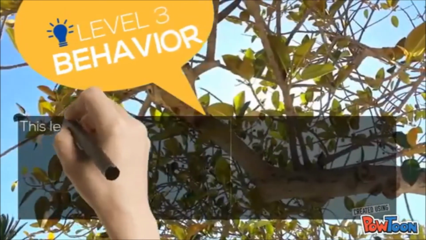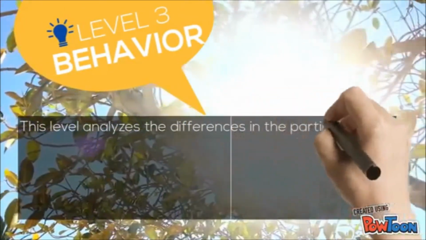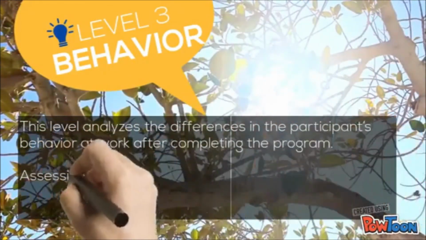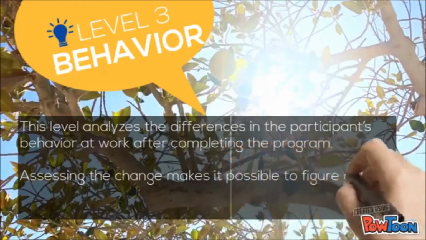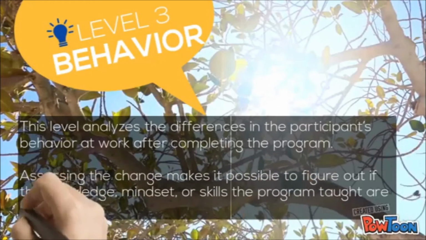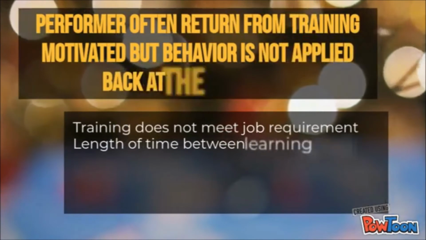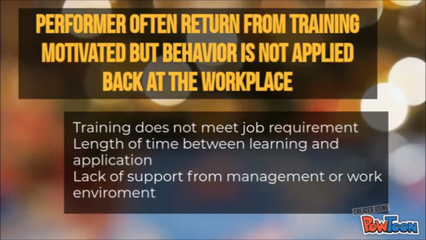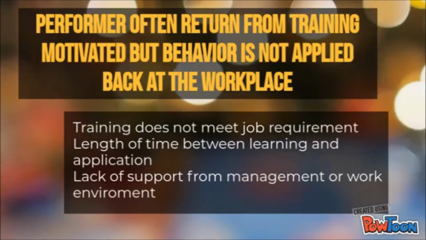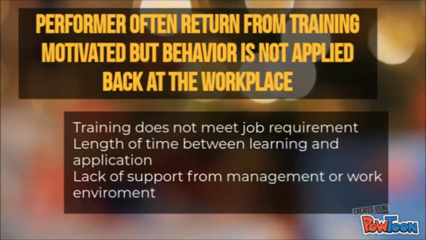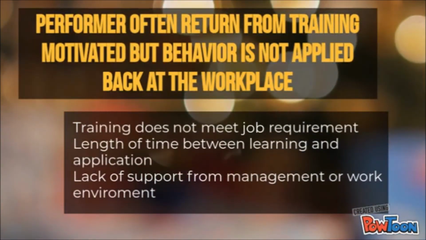The third level is called behavior. This level analyzes the differences in participants' behavior at work after completing the program. Assessing the change makes it possible to figure out if the knowledge, mindset, or skills the program taught are being used in the workplace. Performers often return from training motivated, but behavior is not applied back at the workplace. Why? Because training does not meet the job requirement, because of the length of time between the learning and application, and also the lack of support from management or the work environment.